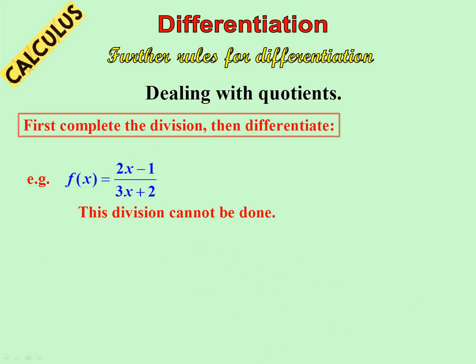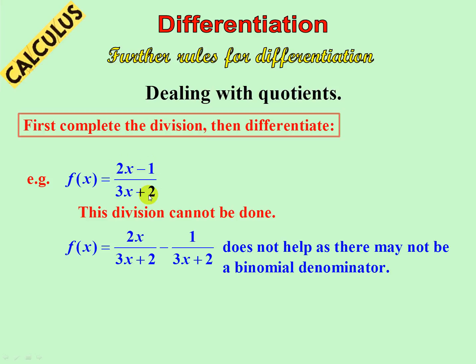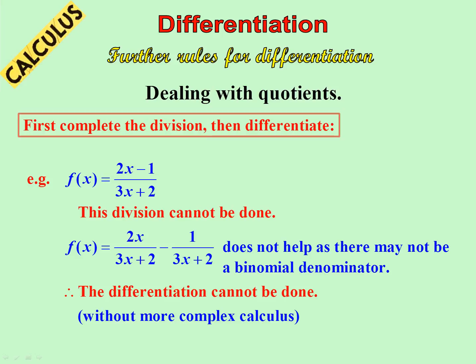That one's a problem. We can't do that. We can't write 2x over 3x, 1 over 2. We can write 2x over 3x plus 2 minus 1 over 3x plus 2, but it's not going to help, because there's still two terms below. You cannot differentiate a denominator. It can't be done without more complex calculus, not done in this basic calculus course.